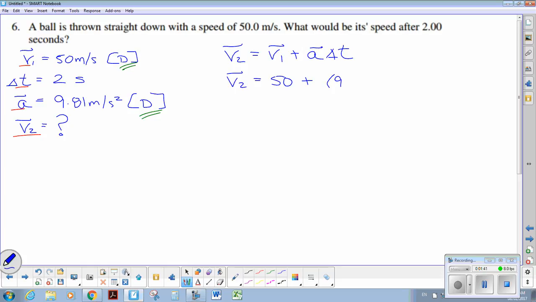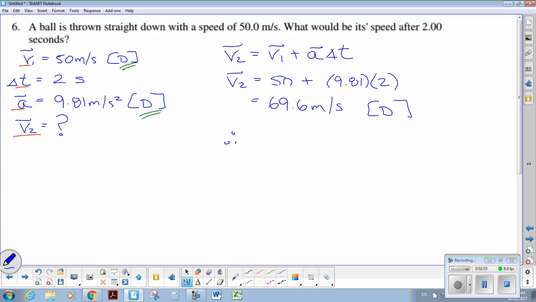And plugging that in, times 2. So I'm not even going to write that next step. I'll just write final answer here. So 50, where's my calculator? 50 plus 9.81 times 2 gives me a grand total of 69.6 meters per second down.